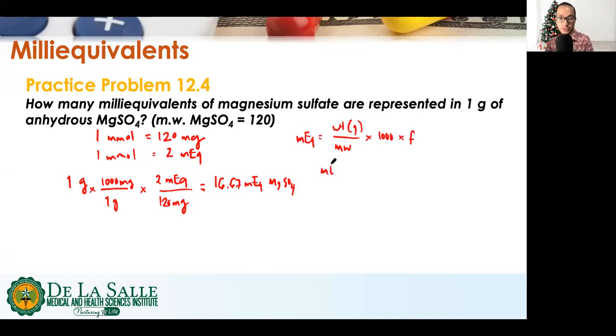So the MEQ therefore is equal to the weight in grams, 1 gram, divided by the molecular weight in grams per mole. So 120 pa rin naman yun, grams per mole. Yan, times 1,000 times the factor, that is 2, you should get the same answer. Basically, yun din yun. So MEQ is equal to 16.67 MEQ. Okay?